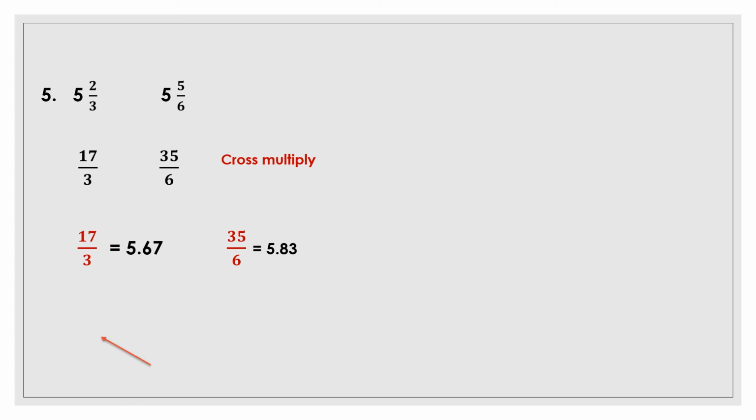Then, i-cross multiply natin. 6 times 17, we have 102. Itong 3 times 35 is 105. So, 102 is less than 105. So, we can say that 5 and 2/3 is less than 5 and 5 over 6.